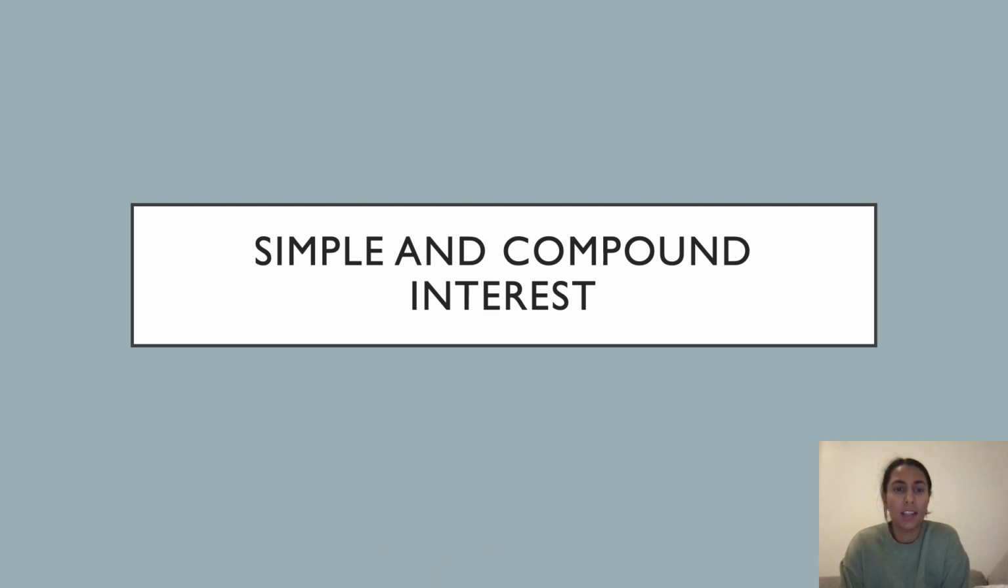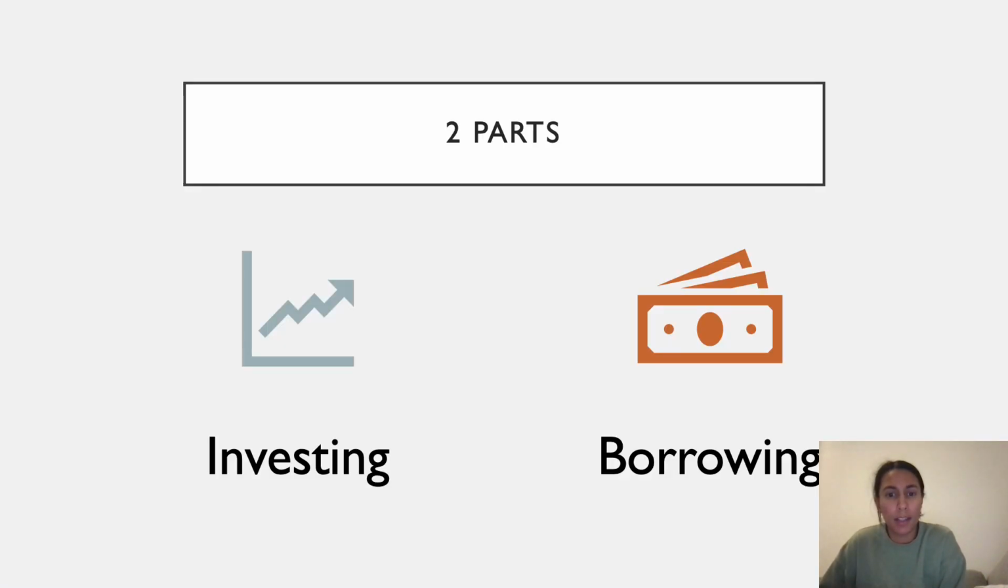So, the new topic that we are starting now is financial models, and we're going to start looking at simple and compound interest, which is stuff that we all covered last year, so it shouldn't be new today. There are two parts to this: investing and borrowing. Investing is obviously where you have money and you want to grow that money. Borrowing is where you borrow a sum of money from a bank and you have to pay interest on that.